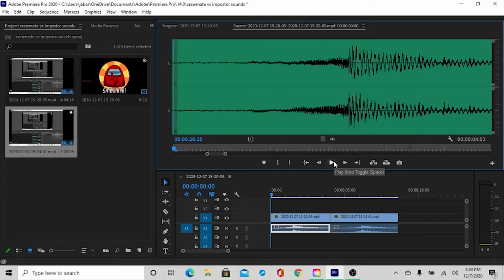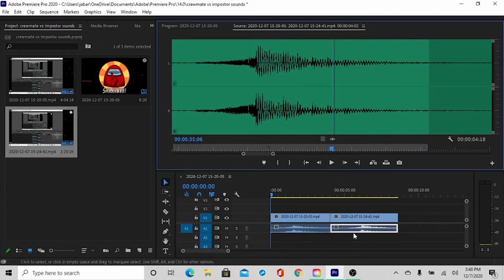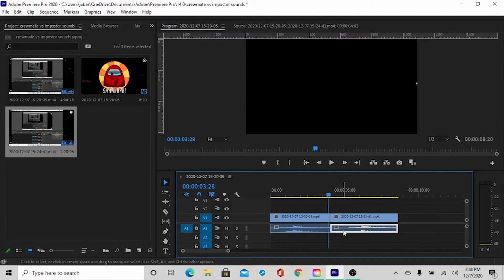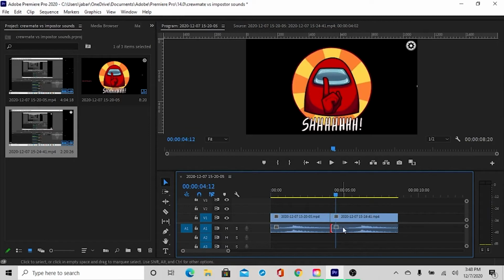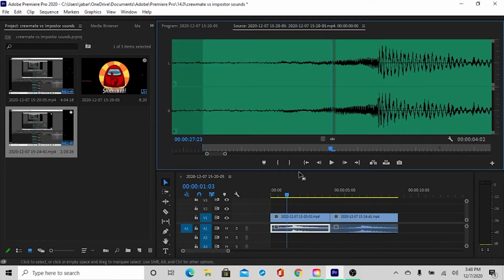So first, I'm just going to play both of them so you guys can see them play out in the audio, so let's take a look. Okay, so that was impostor. Here's crewmate. Let me zoom over a bit. So this is crewmate right here. Those are the wavelengths, guys, for crewmate. And here's the wavelengths for impostor.